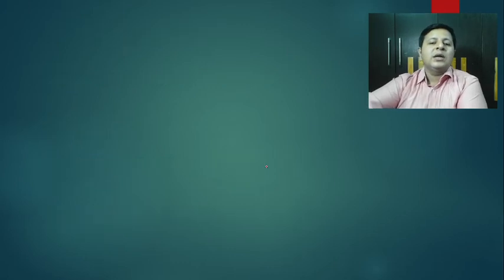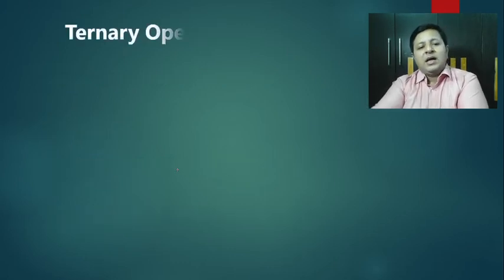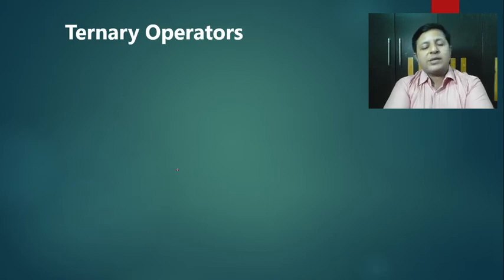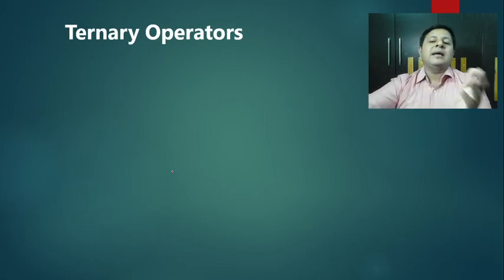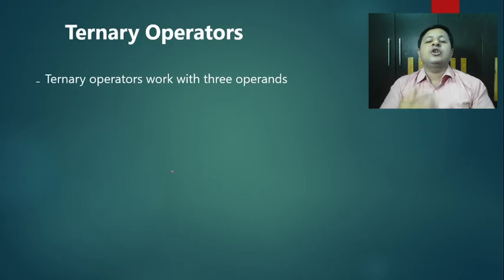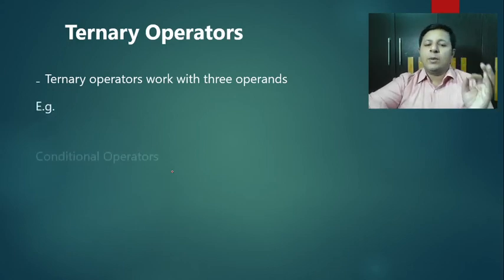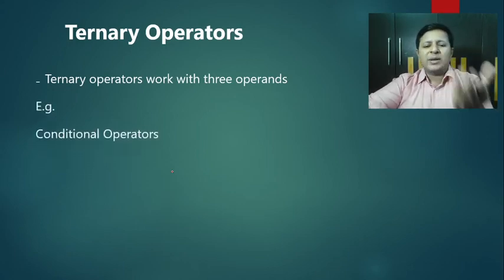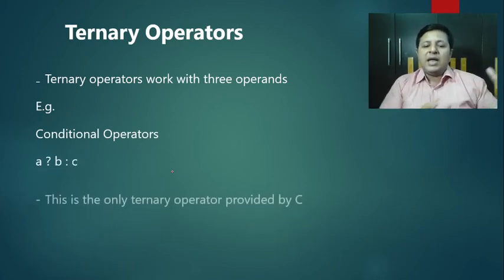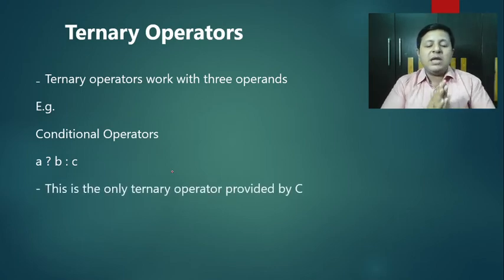Let's move on to the third one, that is the ternary operator. Some of them call it tertiary also; it's one and the same. The basic aim behind the concept of ternary is that it should be able to work with three operands. We have a good number of binary operators and many unary operators, but as far as ternary is concerned, C provides only one ternary operator, and that is the conditional operator. Question mark and colon, that's how it looks: a question mark b colon c. This is the only ternary operator provided by C.